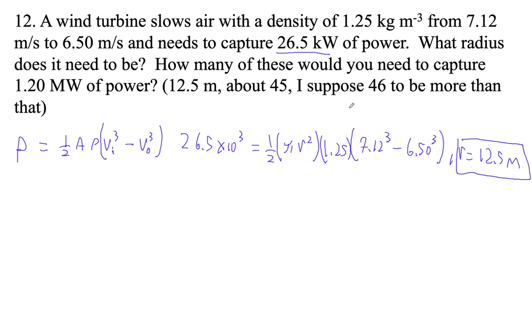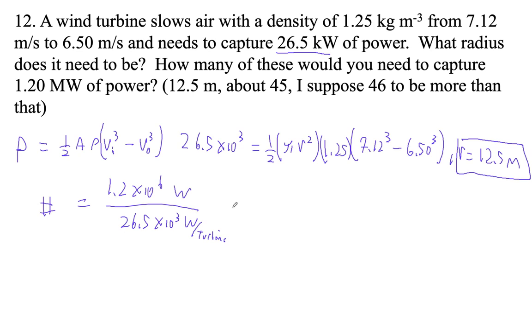Okay. So now we have to figure out how many of those to make 1.2 megawatts. Well, each one's 26.5 kilowatts, so the number is just going to be the amount we need. So 1.2 times 10 to the 6, that's a megawatt, divided by 26.5. And that's total, and this is watts per turbine.